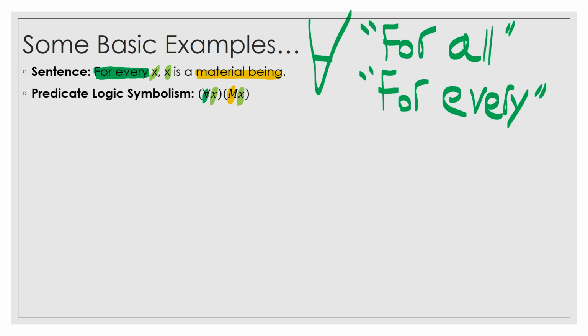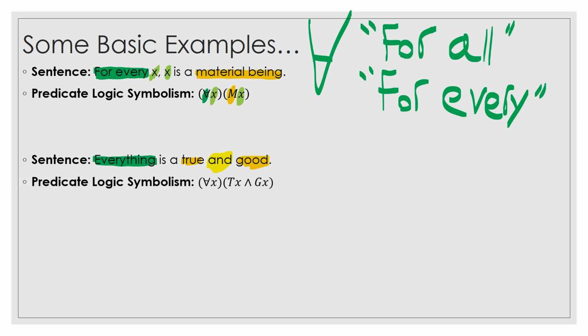How about this? Everything is true and good. Everything is a quantifier. There are two predicates, true and good. We also have a conjunction there. So we'll translate this as for all x, x is true and x is good.